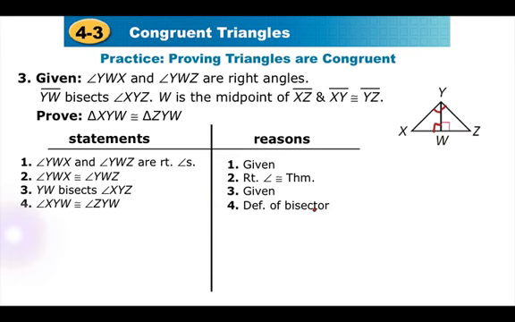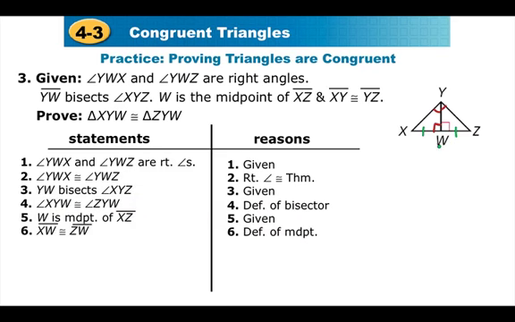Number 5, W is the midpoint of XZ. So then this is what I can do. Let me change the color here. Since W is the midpoint, again, this was given, I know that this is congruent to that. Why? This is by definition of a midpoint. Number 7, I know that YW is congruent to itself. So this is congruent to itself, and this is by the reflexive property of congruence.